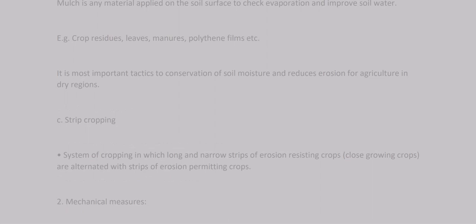B. Mulching. Mulch is any material applied on the soil surface to check evaporation and improve soil water, e.g. crop residues, leaves, manures, polythene films, etc. It is the most important tactic to conserve soil moisture and reduce erosion for agriculture in dry regions. C. Strip cropping. System of cropping in which long and narrow strips of erosion-resisting crops, close-growing crops, are alternated with strips of erosion-permitting crops.